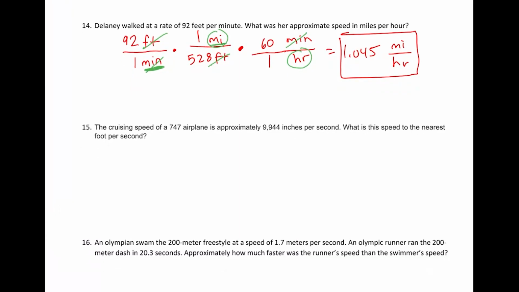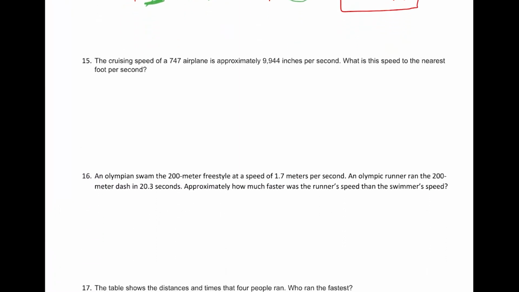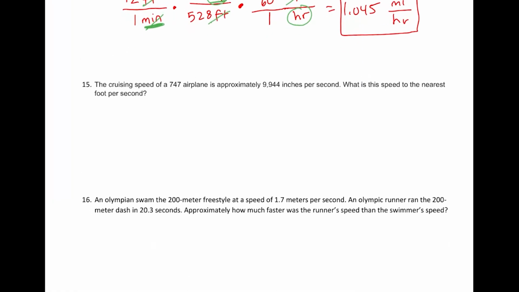Number 15 says the cruising speed of a 747 airplane is approximately 9,944 inches per second. What's the speed in feet per second? Okay, so we're going to start with 9,944, and that's inches in 1 second. And what we're trying to convert it to is feet per second. So the per second is fine. We don't need to mess with that. We just need the feet.